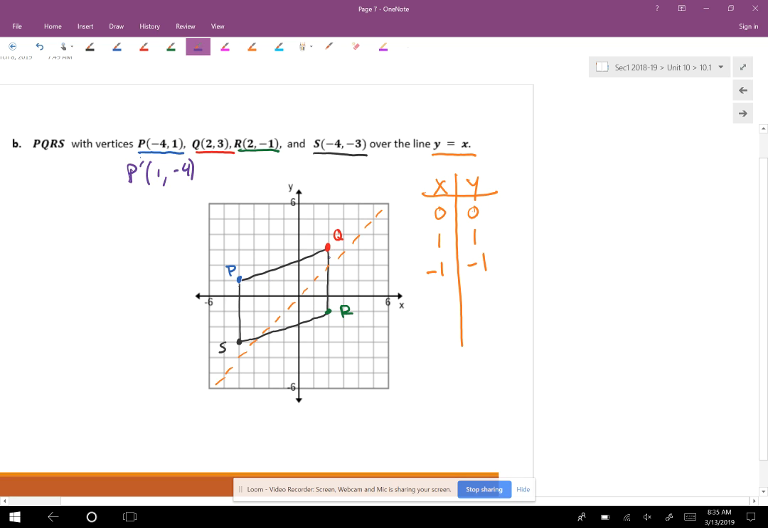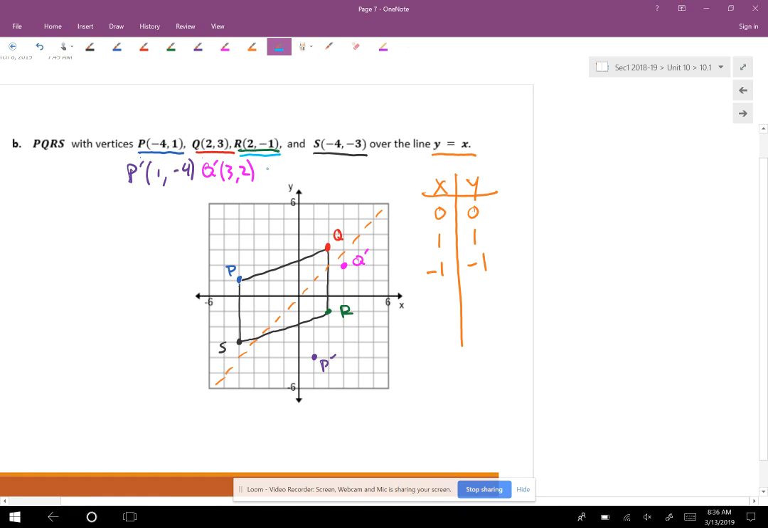I'm going to find that on my graph: +1 and then -4. My Q is at 3, 2, Q prime, because again I'm just swapping the two coordinates. Right 3, up 2.